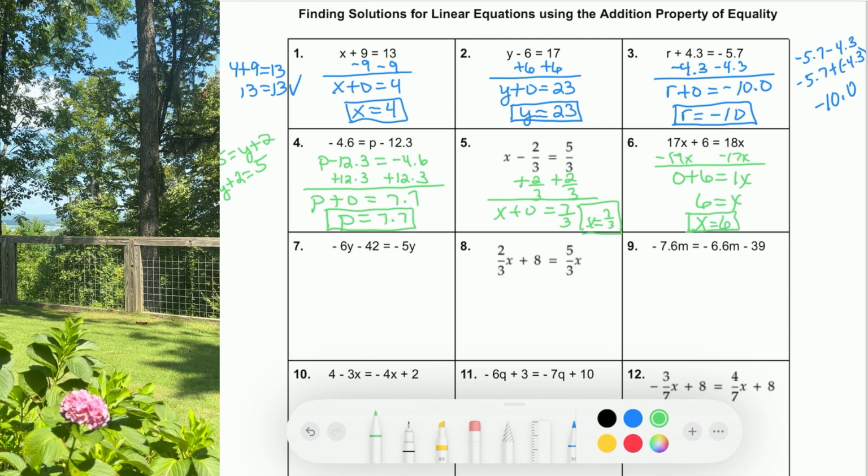Now you'll notice I didn't keep that 1. 1 is the only number that you wouldn't keep next to the x. It's just understood to be there because we have 1x there. So we don't need that 1 times it. 1 times x is just x. 1 times anything is whatever you were multiplying it times. So that's why we can just remove it and have x equals 6.